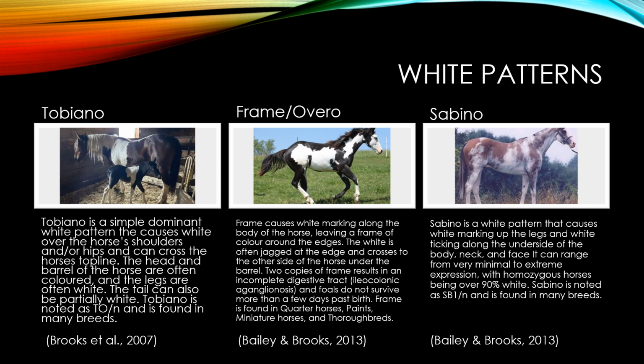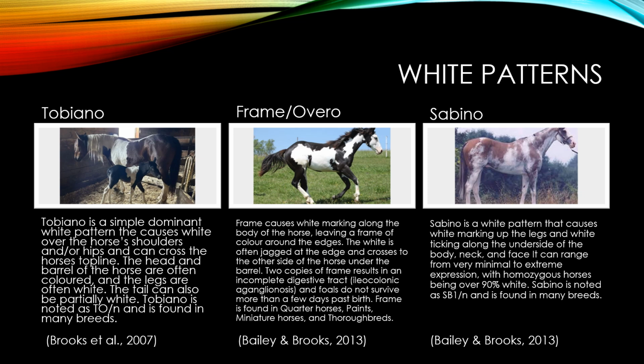Next we have the white patterns, and there's quite a few of them. The first white pattern is Tobiano, which is a white pattern that causes white all over the horse's shoulders and hips and can cross over the horse's top line. The head and barrel of the horse are often coloured and the legs are often white. The tail can also be partially white. Tobiano is noted as capital T/O/N and is found in many breeds.